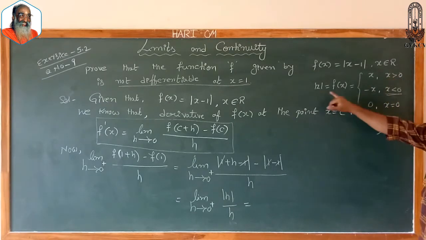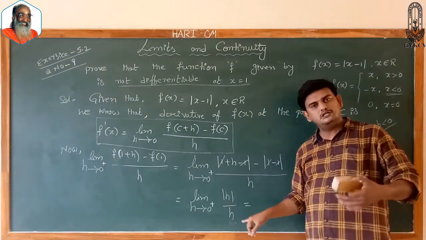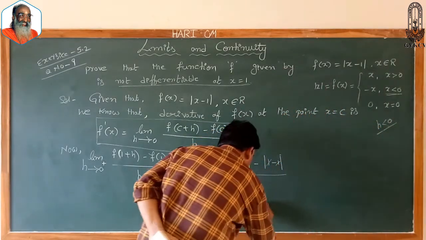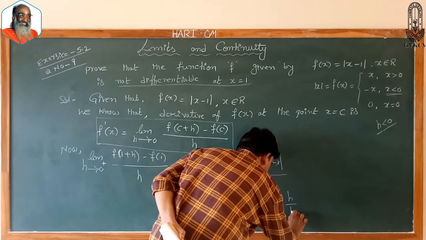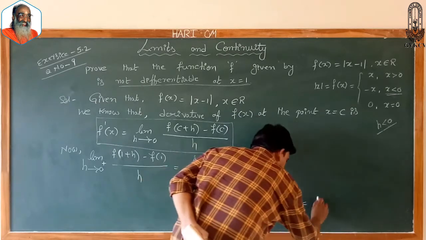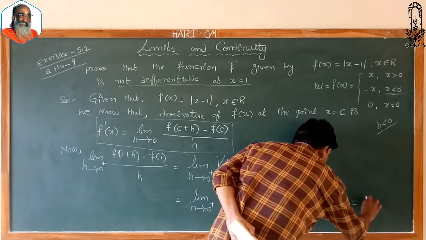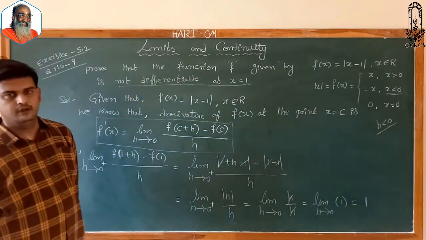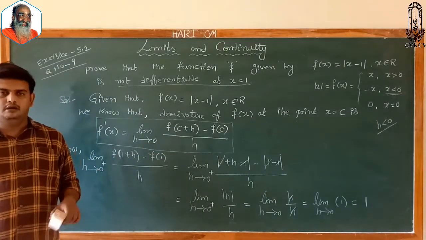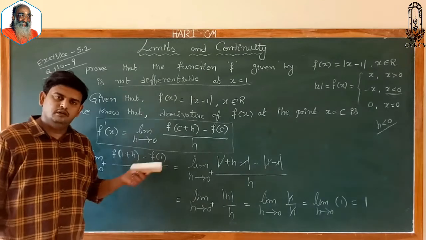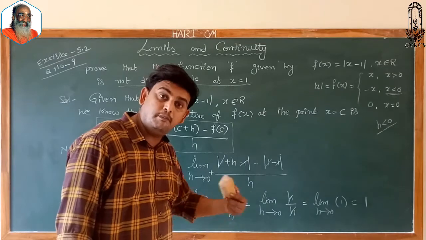When x is greater than 0, modulus of x is x. When h is greater than 0, modulus of h is also h only. So, limit h tends to 0, h by h can get cancelled. We have limit h tends to 0 of 1. Finally, we have 1. So here the right hand limit is 1. Previously the left hand limit value we got was minus 1. Now the right hand limit value we got is plus 1.